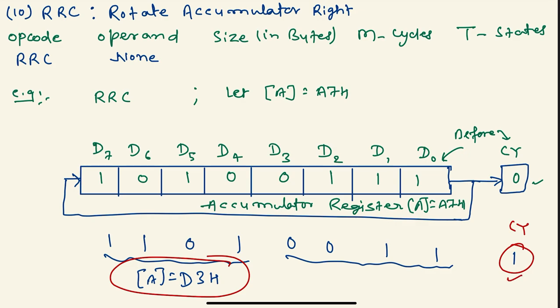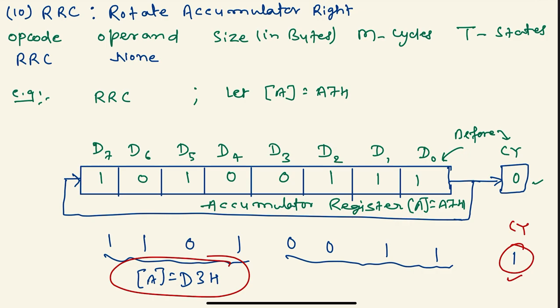So however many times we execute this RRC instruction, that many times the accumulator content is going to shift to the right side, and at the same time that many times the carry flag also is going to be modified as per D0. So I hope this is clarified.